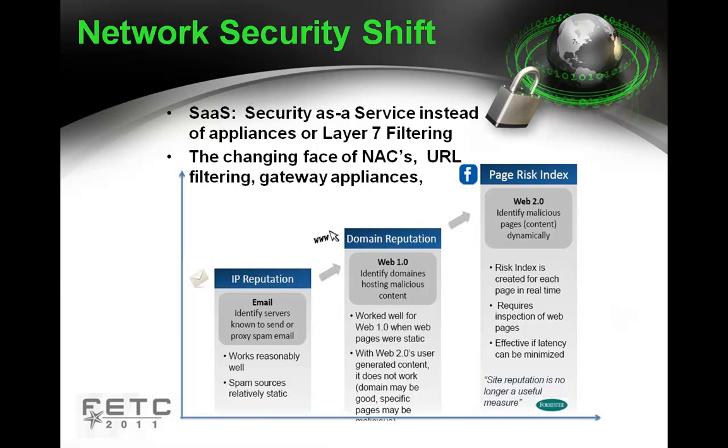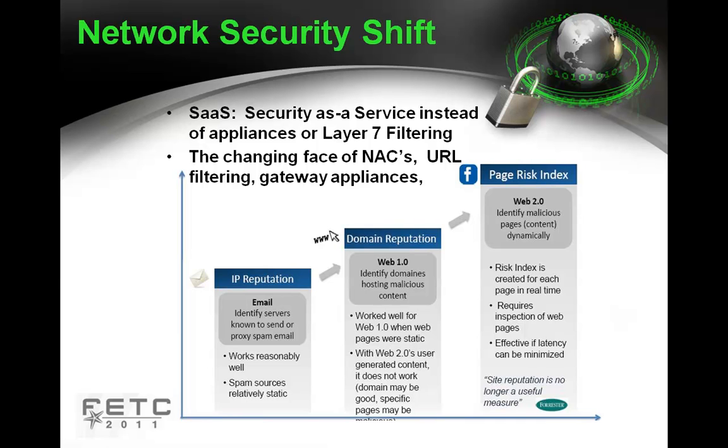And one of the things is also looking at layer 7 filtering, which has changed the whole network appliance type of devices and the NACs that used to be in place to control who gets on my network. Well, now we're not just worried about who's on my network, but we're worried about what they're doing on the network, even authorized users, because of Facebook and Twitter and all these other hacks that are out there.